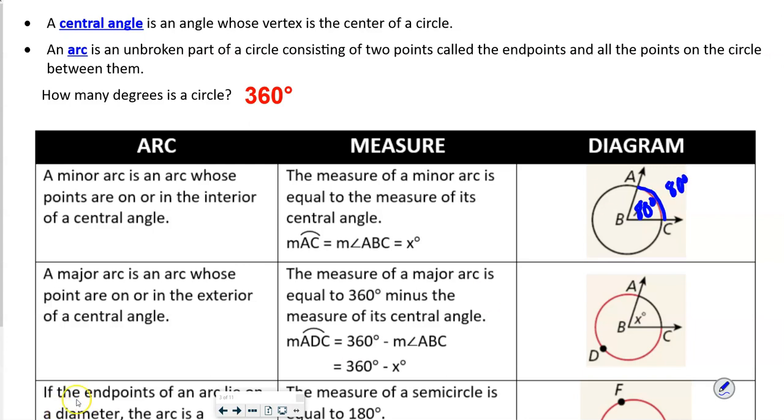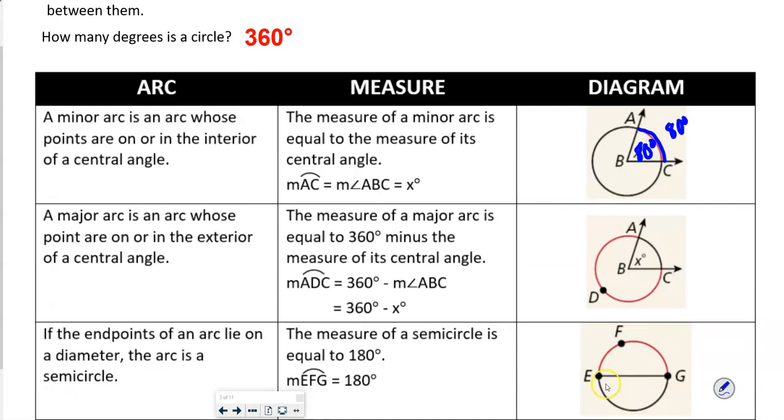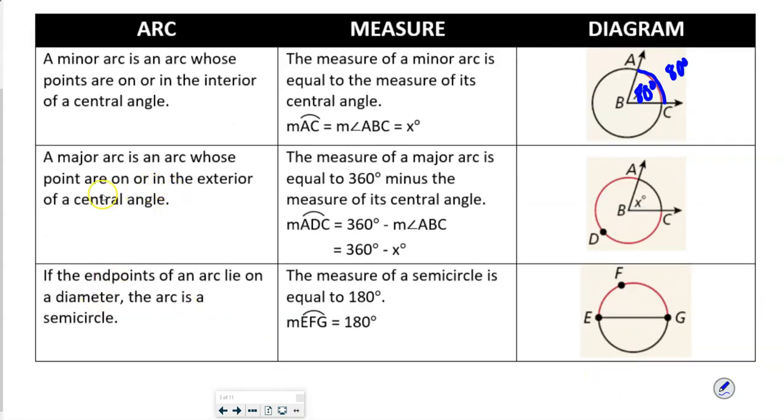Okay, now a major arc is an arc, let me scroll this up, whose points are on or in the exterior of a central angle. So basically here, now we have this major arc, ADC. What we can do to find that is subtract the 80 that we had here from the whole circle. So we could have done 360 minus 80, and that would have given us 280 degrees for that major arc ADC. And major arcs are typically named with 3 letters.